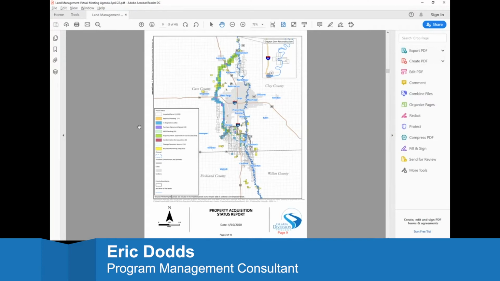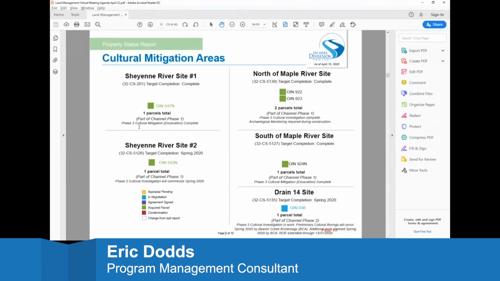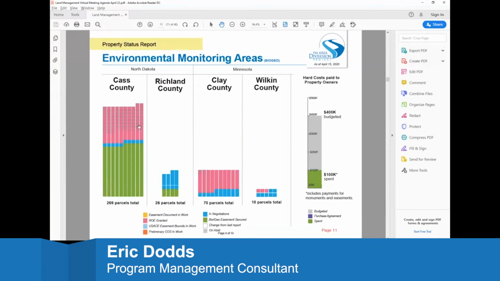The rest of the status report just goes through the normal pages. I certainly encourage you to take a look at it and see the progress we're making. On the screen, I'm showing page 11, which is the environmental monitoring area. This was a pretty monumental effort. Originally there were over 400 parcels. That's been whittled down to about 375, and we have successfully negotiated access agreements on about 325 of those parcels, so there are about 50 outstanding.